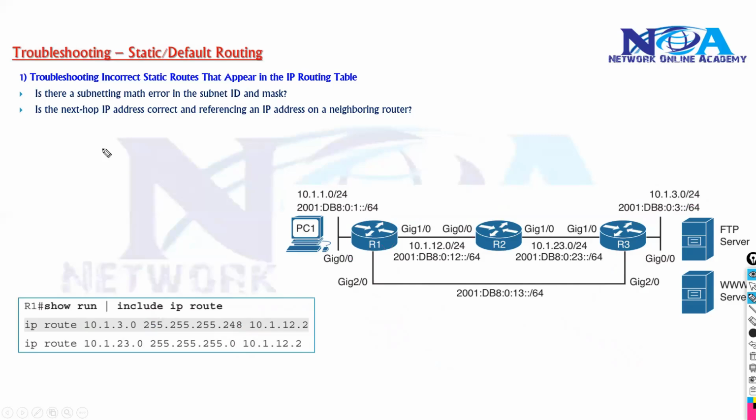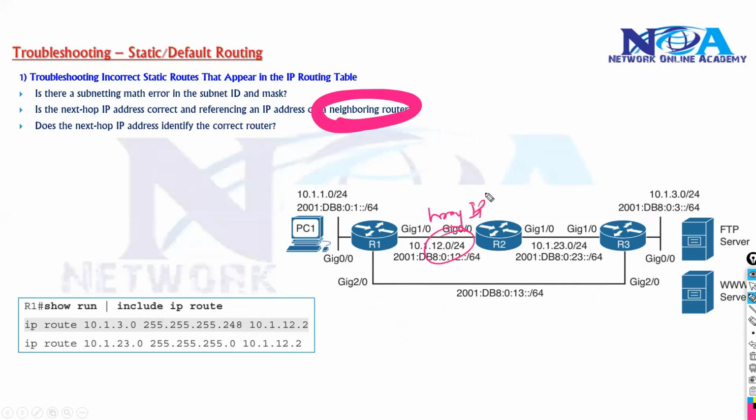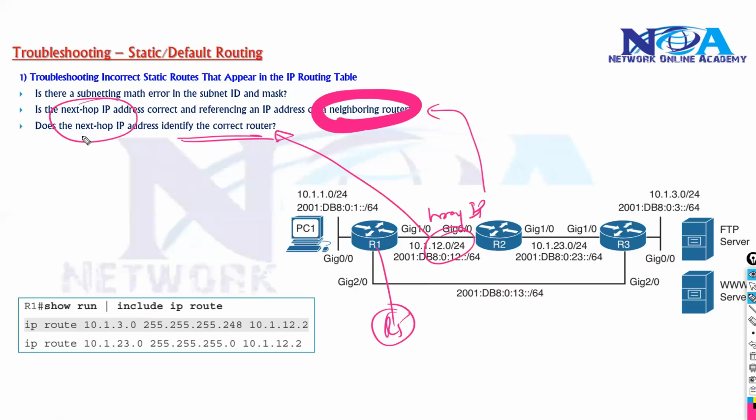The next thing we need to see is whether the next hop IP address identifies the correct router. This is the same thing I discussed, but actually these are two different parts. If you verify here, maybe you have given a wrong next hop IP address, or it is actually the wrong direction, maybe you have given router 5. So these are the two issues relating to the next hop itself. Maybe you have given a wrong next hop address, or maybe a wrong direction.